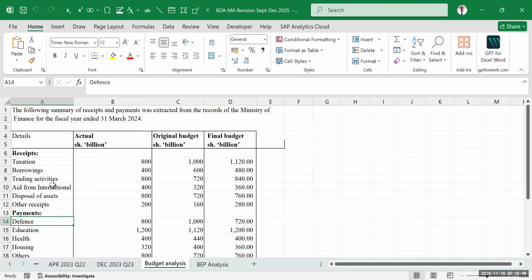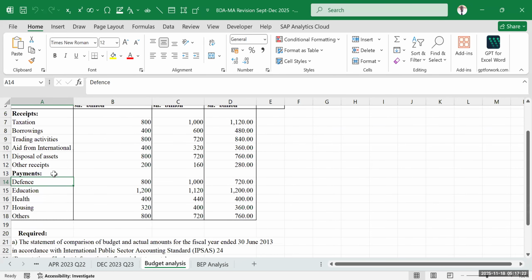Remember, if you look at receipts and payments, your mind should already be drawn to a type of budget called a cash budget. A cash budget is more or less the same as a cash book. Cash book records mostly receipts and payments, money in and money out. So you should already be able to compare and contrast between a cash budget and the data that we already have. Payments we have: defense, education, health, housing, and others.